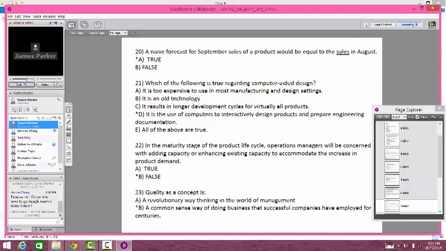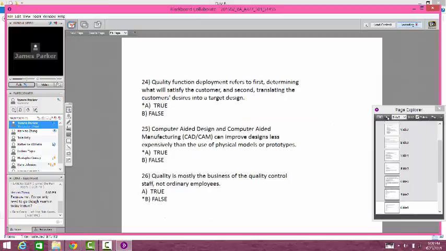Quality as a concept, yep. Nothing really new to quality. Again, there's a lot of things that are enabled by technology, and that's why if you look back at how companies were doing something, it seems like kind of a foolish process. They were probably limited by technology. Now that better technology, better communications are available, they should move on. Quality function deployment refers to determining what will satisfy the customer. So again, the essence of any quality is customer focused.